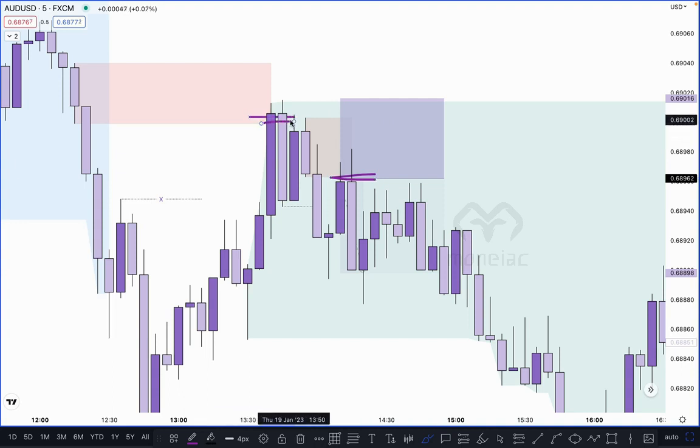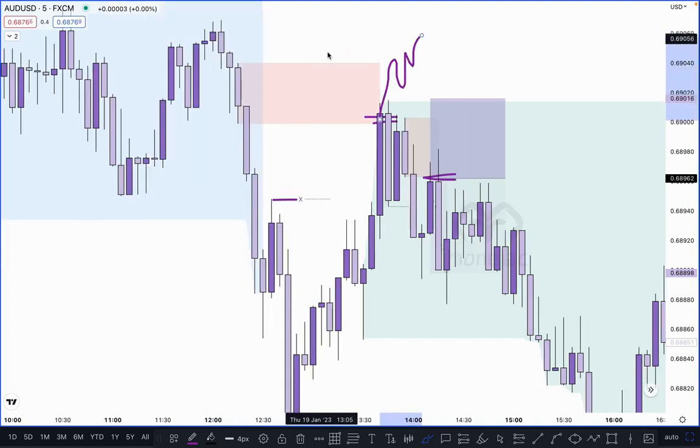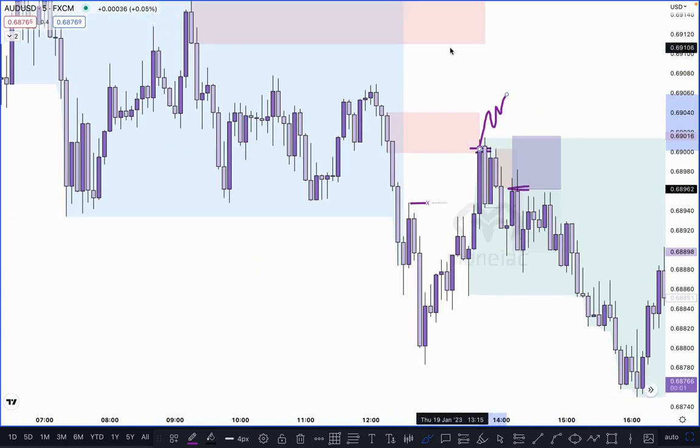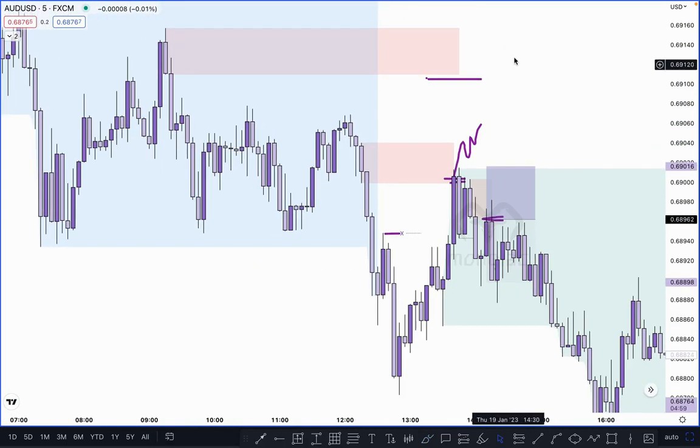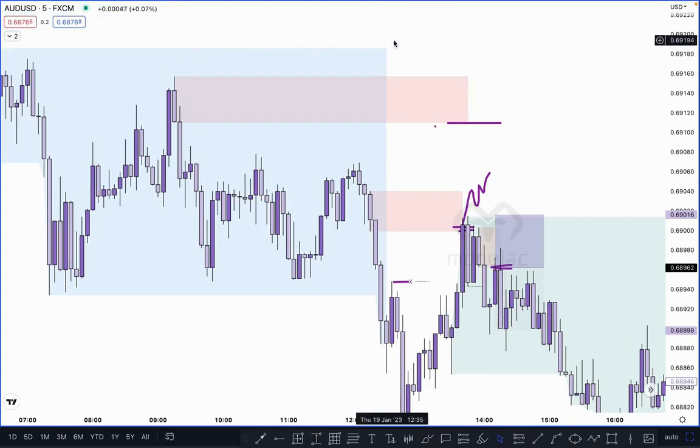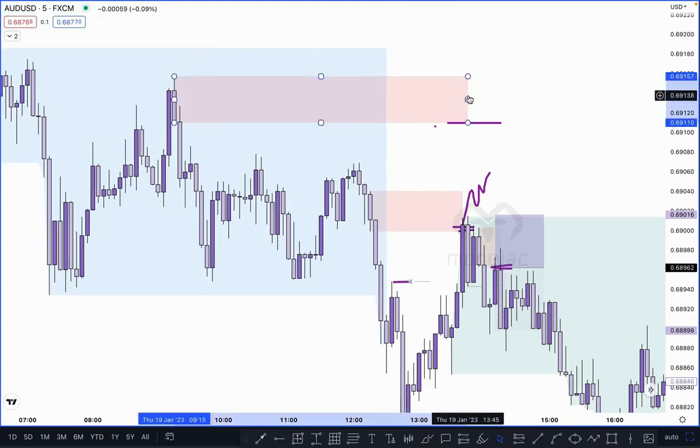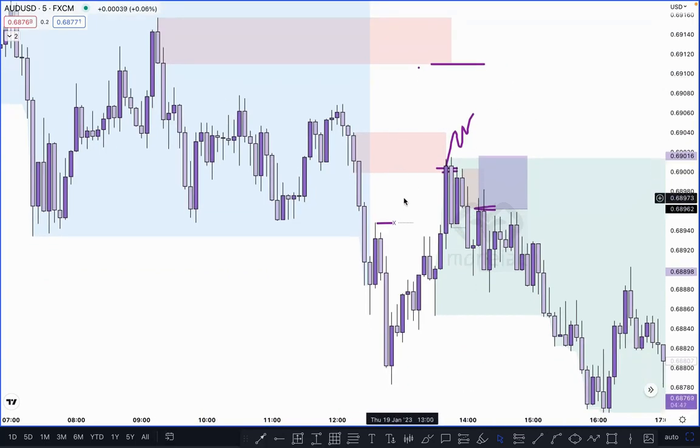This is not high probability, because after taking out the inducement, maybe the market can go higher to mitigate the unmitigated extreme POI, which is here. But if you are willing to sell at this point directly, then that is okay, right? Because above it there is no unmitigated order block, so you can take a direct sell entry on your extreme POI. But after taking out the inducement, you don't need to take a direct entry for the buy or sell.